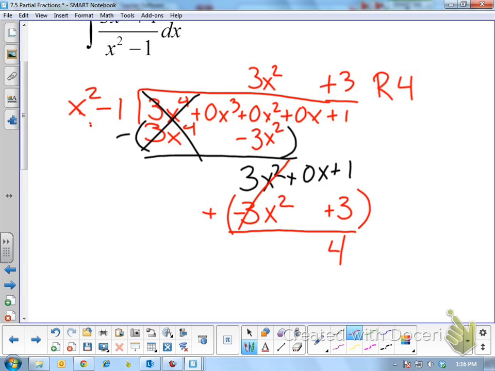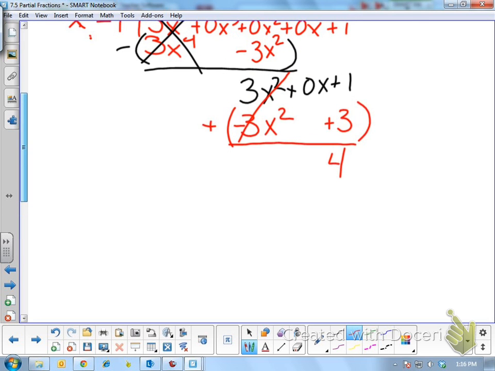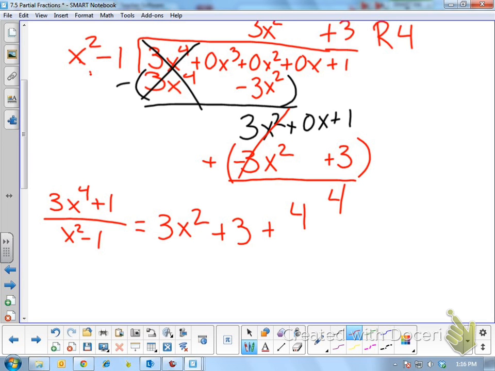We're going to have to use the remainder in this case. So that means our original polynomial, 3x to the 4th plus 1 over x squared minus 1, and I'm not even going to write the integral sign right now because we're not even to that point yet, really is what we got for our answer, 3x squared plus 3. And then since we have a remainder, it's plus the remainder over the original divisor. Make sure that's the correct math term.